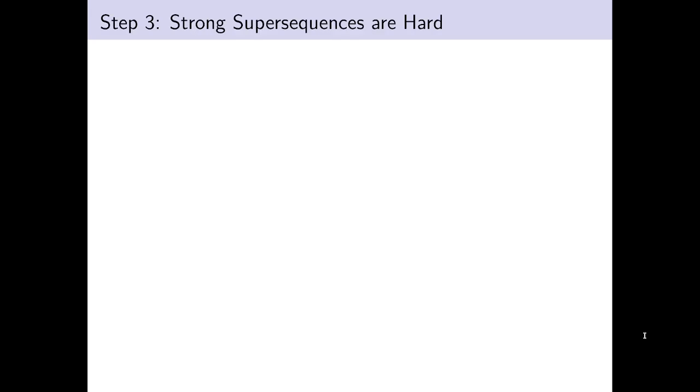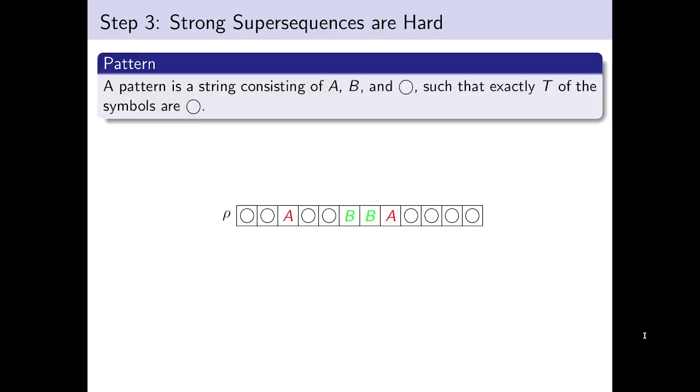Now, in order to show this, recall that we're dealing with strong supersequences. And an interesting fact is that any strong supersequence is also a supersequence just from simple arguments. So we start asking ourselves the question, in what way is sigma prime a supersequence of sigma? In particular, we will look at things we call patterns. A pattern is a string of length 1 plus delta t, which consists of a's, b's, and blanks, such that exactly t of the symbols are blank. Here is one example row.